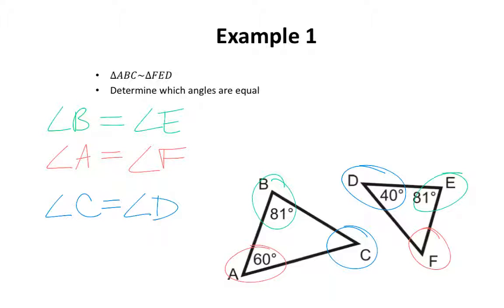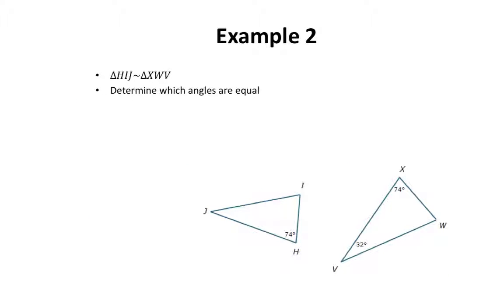And by using these two similar triangles, you can actually figure out the unknown angles in each of these triangles. So for example, if angle C is equal to angle D, that would mean this is probably 40 degrees. And if angle A is equal to angle F, that would mean this is probably 60 degrees.